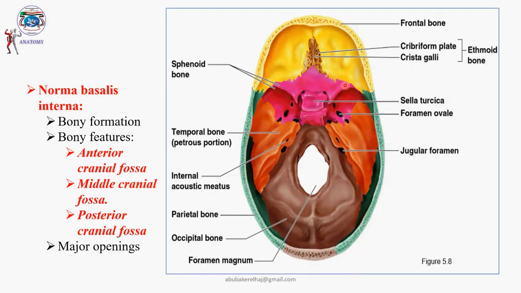In the norma basalis interna, you can divide it into three fossae. We have the anterior cranial fossa, middle cranial fossa, and posterior cranial fossa. The deepest structures are in the posterior cranial fossa. In the anterior cranial fossa, as you see here, we have this area which is related to the frontal bone, and between them we have this area which is related to the ethmoid bone, and in the ethmoid bone we have the small foramina, which are responsible for the transmission of the olfactory nerve.